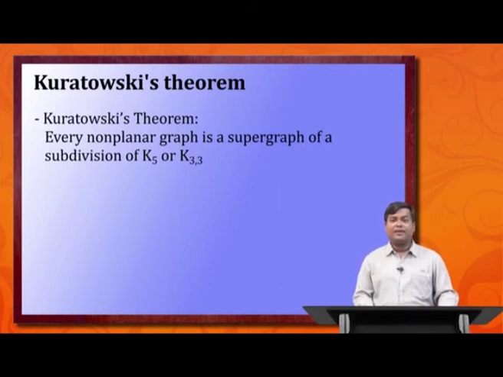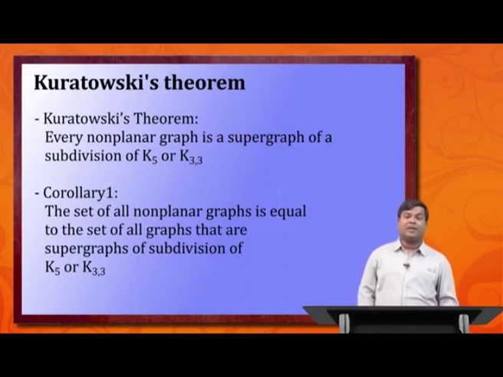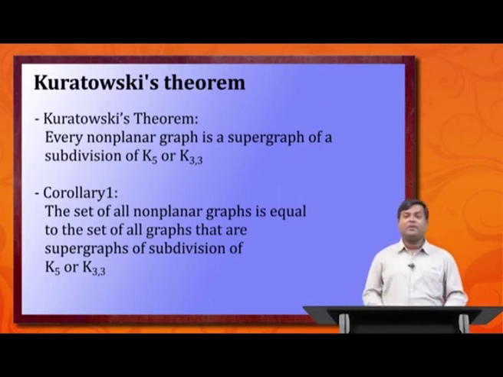So if we assume Kuratowski's theorem and the last remark, that is, if H is a supergraph of subdivision of K5 and K33, then it's non-planar, then we can come to corollary 1. The set of all non-planar graphs is equal to the set of all graphs that are supergraphs of subdivision of K5 or K33. It is just as in set algebra. If A is a subset of B, which is given in the last slide, and we also found that B is a subset of A, then combining both, we get that set A equals set B. A subset of B and B subset of A both imply A equals B.